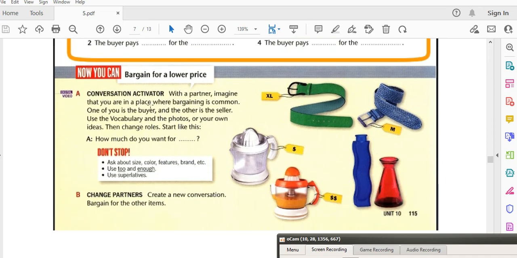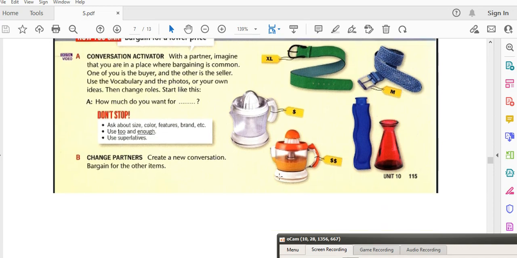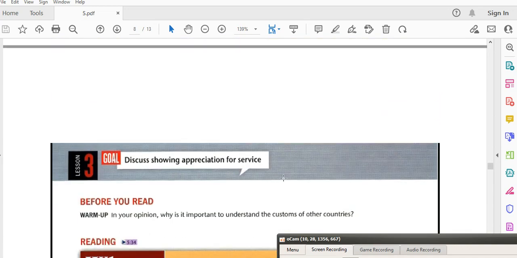Imagine that you are in a place where bargaining is common. One of you is the buyer and the other is the seller. Use the vocabulary and the photos for your own ideas. You can use them, make a conversation, and bargain on the price. Write it, take a photo, and send it.